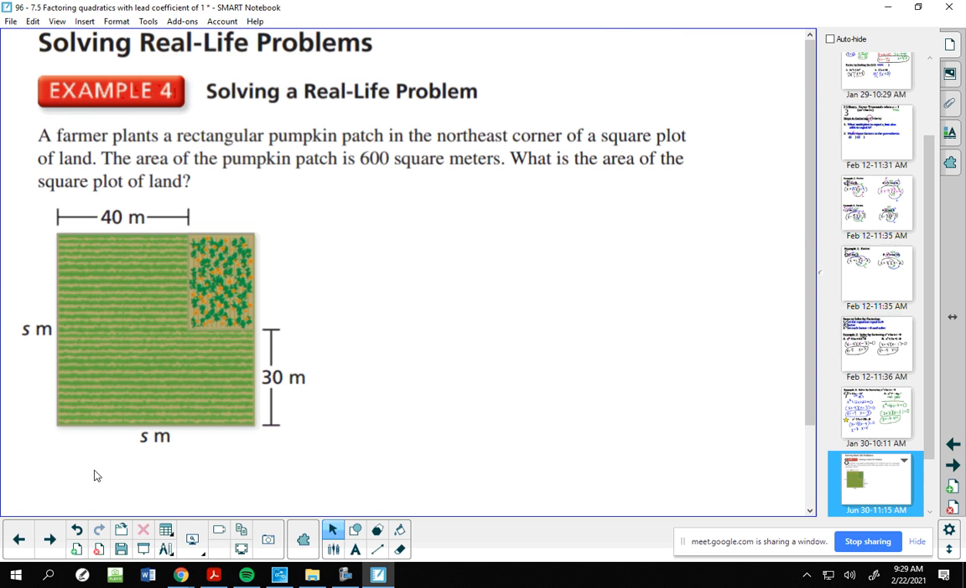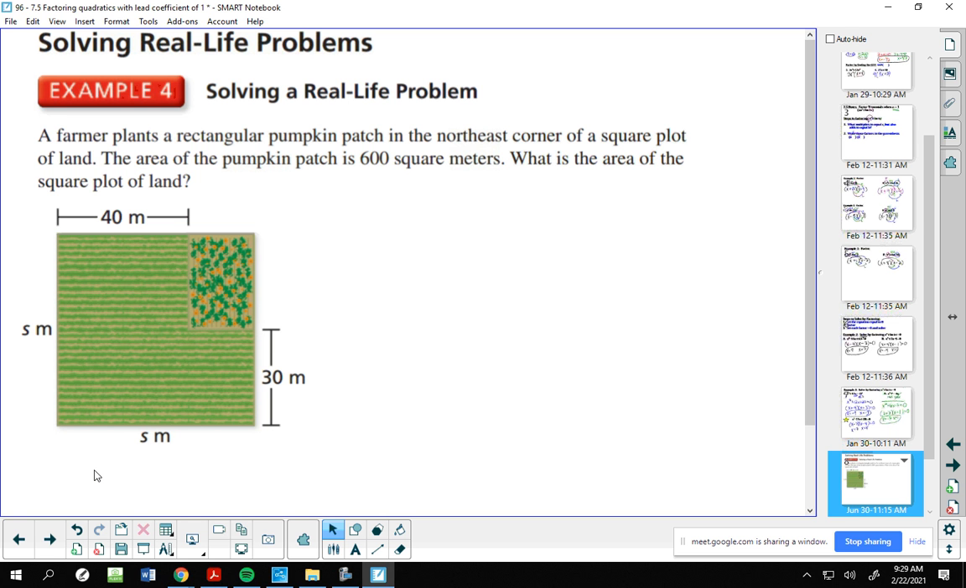Okay, a farmer plants a rectangular pumpkin patch in the northeast corner of a square plot of land. So here's the square plot of land. A square means that the sides are the same length. So you guys see this side is marked as S and this side is marked as S. Okay, it's a square plot of land.